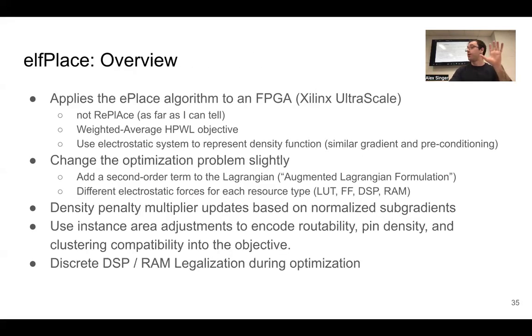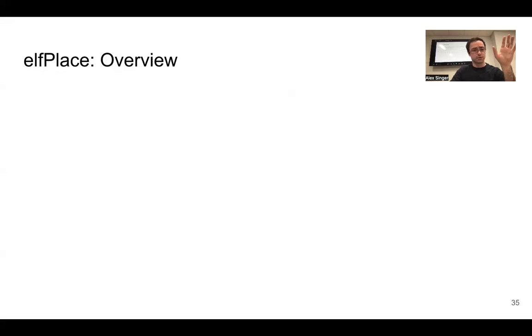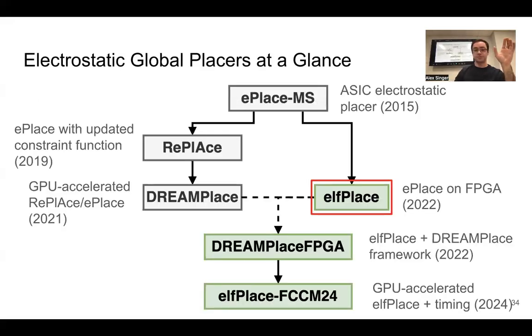So, can you go back one? I'm just going to go back one slide. Yep. Okay, so ePlace and RePlAce have the local density function as you put in here. DREAMPlace is an identical formulation to RePlAce. Nothing changed at all, just moved to the GPU. Yeah, they had to change how the netlist was represented in data structures. I mean, algorithmically, nothing changed.